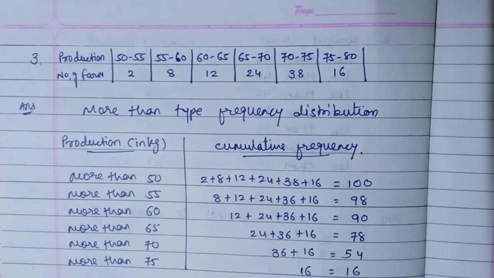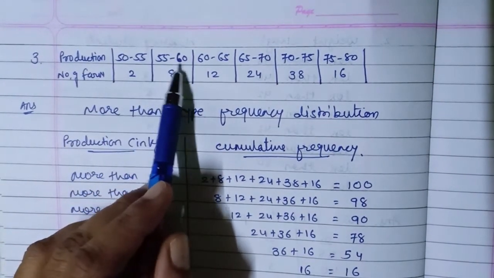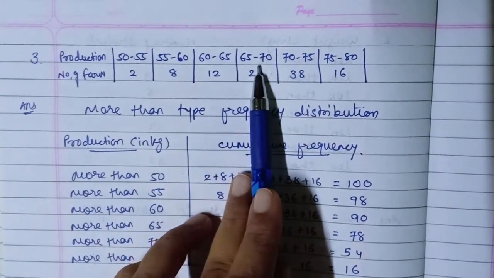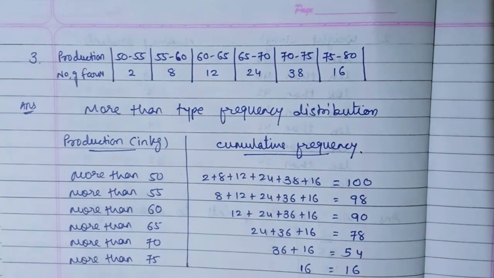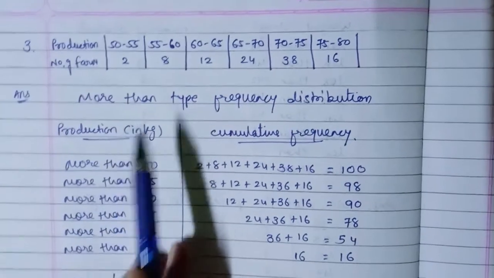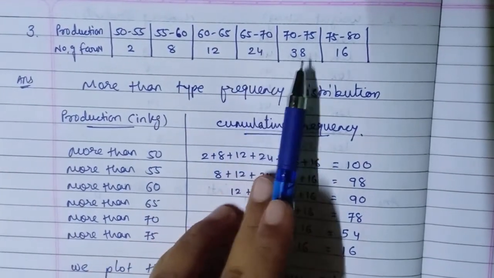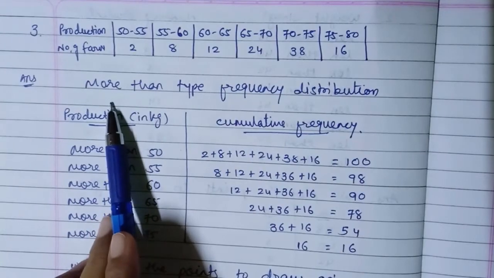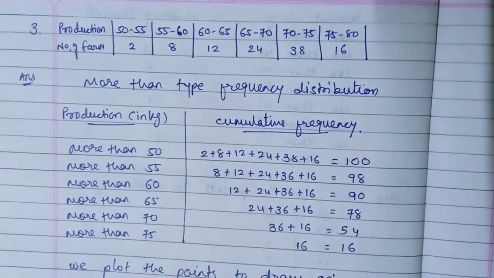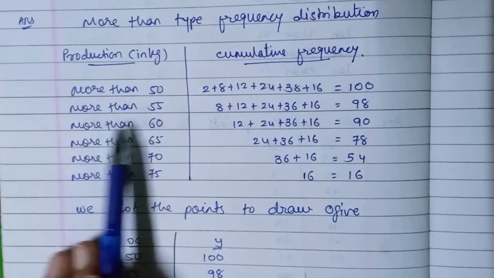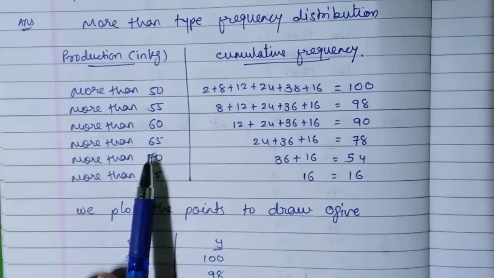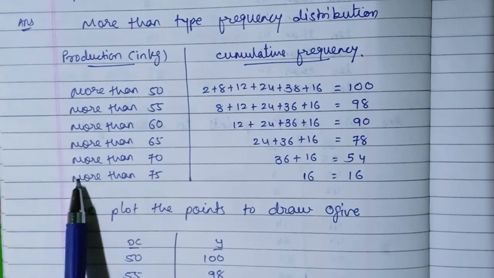Now question number 3. The following table gives the production yield per hectare of wheat of 100 farms of a village. Production: 50 to 55, 55 to 60, 60 to 65, 65 to 70, 70 to 75, 75 to 80. Number of farms: 2, 8, 12, 24, 38 and 16. Now we have to use the more than type of frequency distribution. So we are writing production in kg: more than 50, more than 55, more than 60, more than 65, more than 70, more than 75.